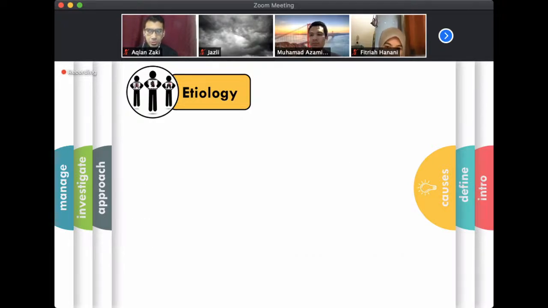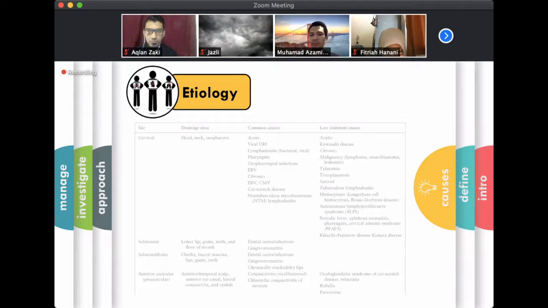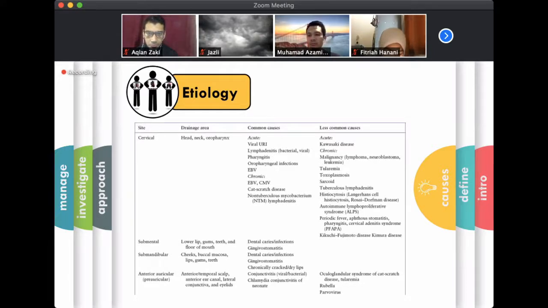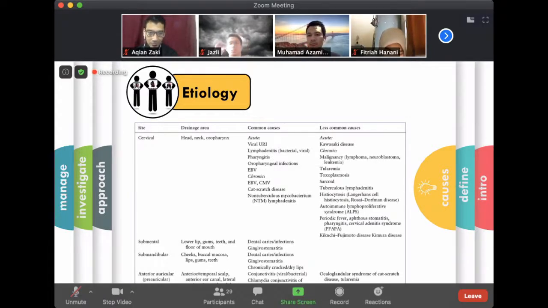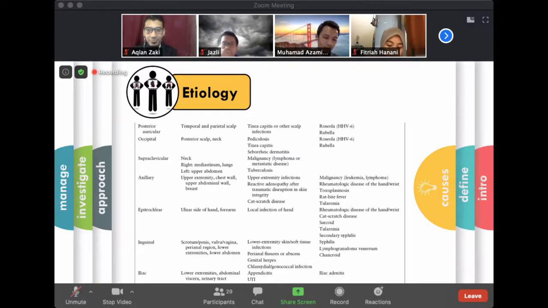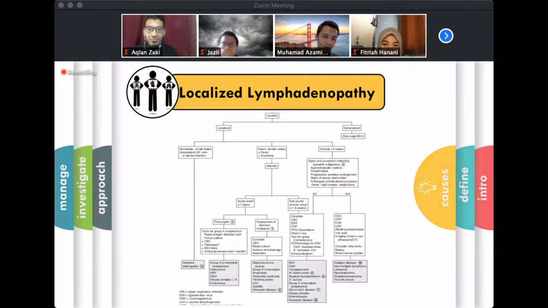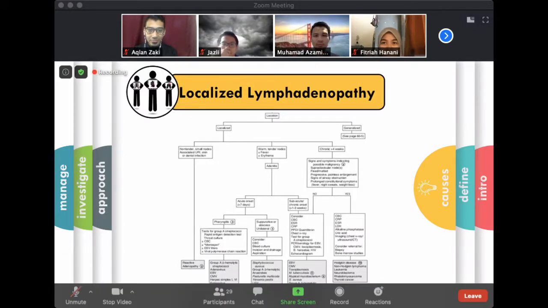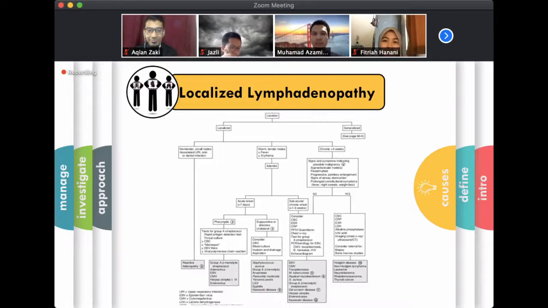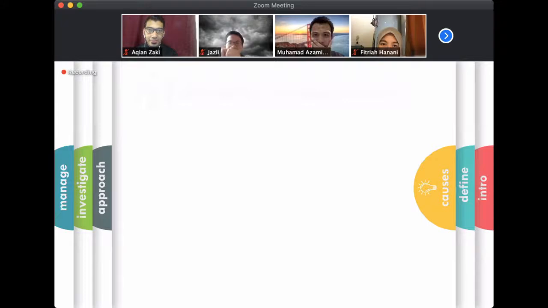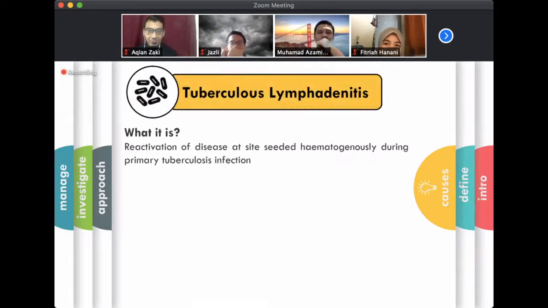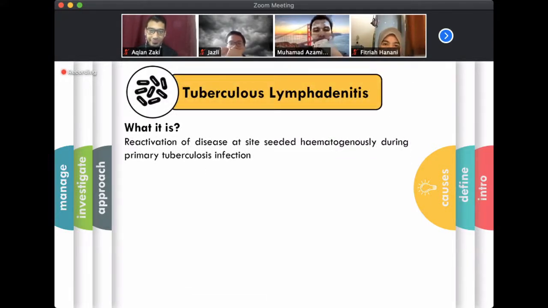This table summarizes the list of lymph nodes grouped together with their drainage area and the diseases that may affect them. Same with this table. This chart basically categorizes the previous list of diseases into localized and generalized ones. You all can read by yourself later on. For my presentation, I will include only a few diseases for lymphadenopathy.